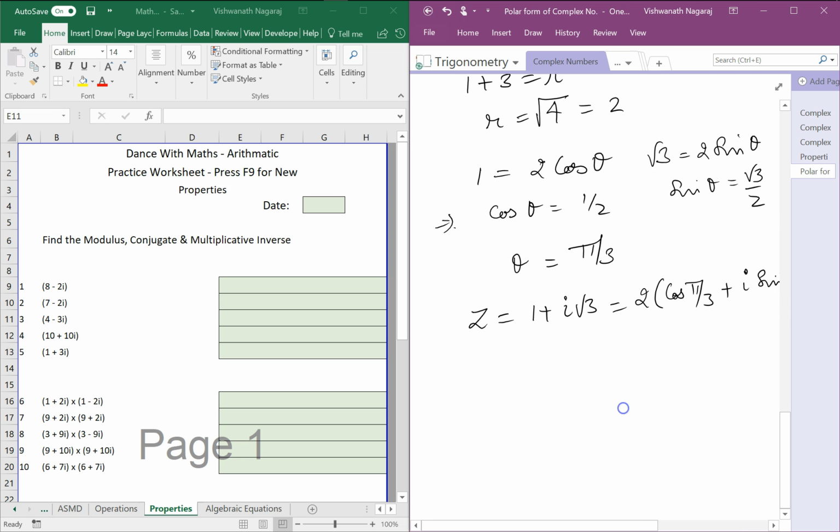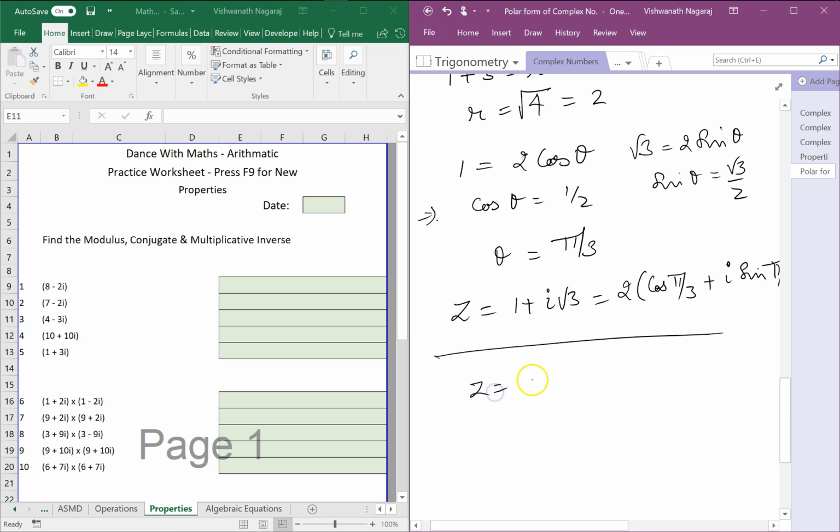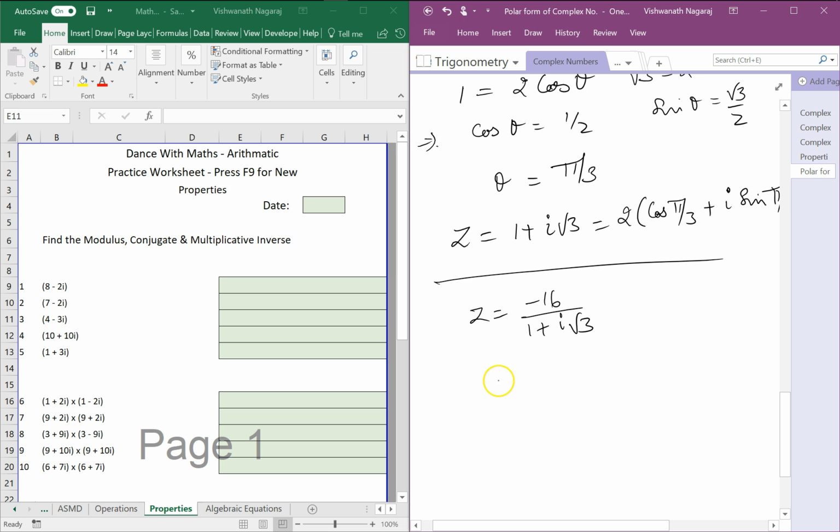Okay, let's take another problem. Polar form of -16/(1 + i√3). Now let's rationalize it. Multiply by (1 - i√3)/(1 - i√3): -16 + 16√3 i divided by i² minus √3².